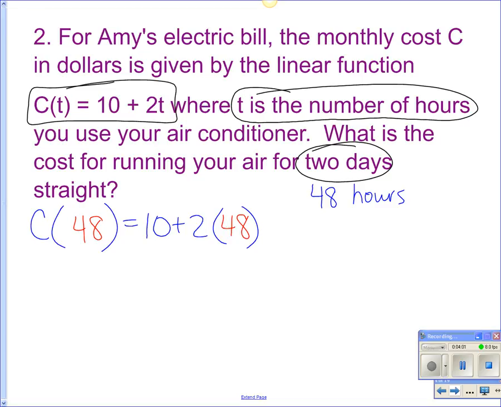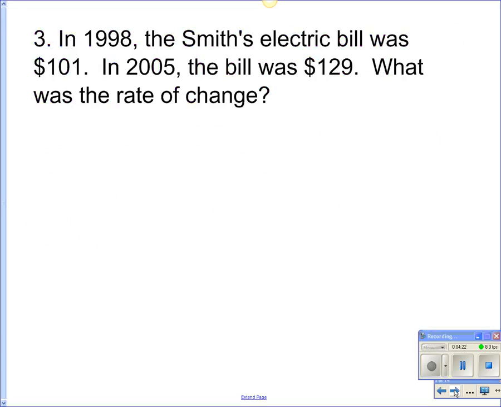Zaria, what do you get when you type that in? 106. Raise your hand if you got that. 106. Okay, good. Number 3. Dylan, read it. Good. Haley, what's something I should circle?